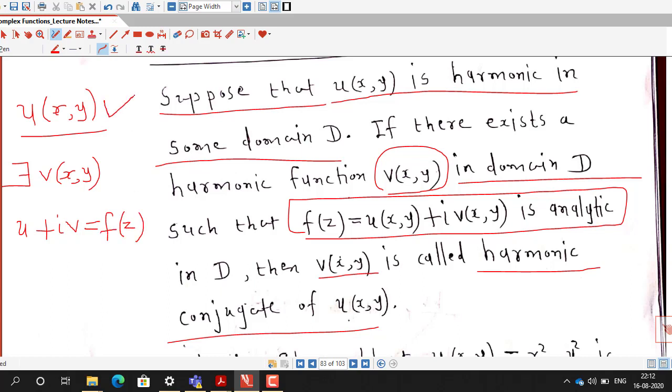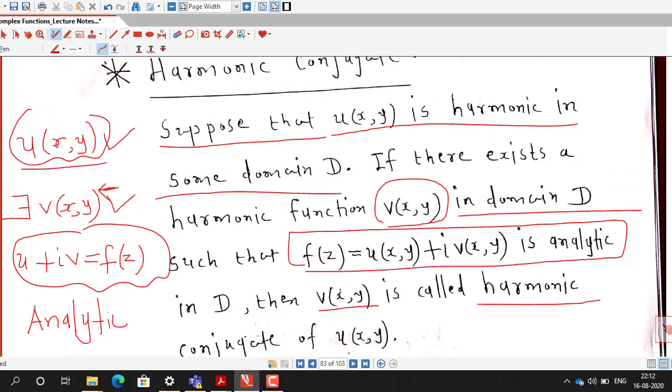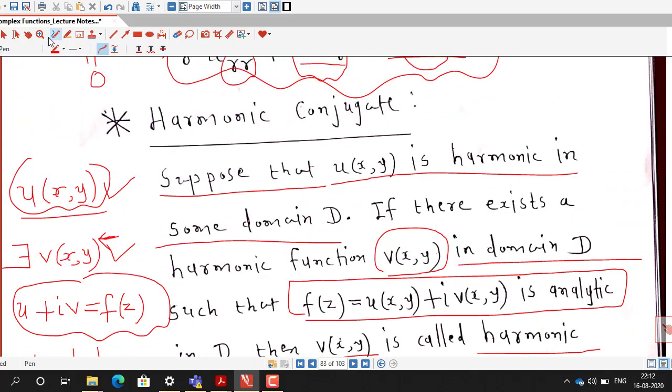Suppose u is a given harmonic function in a domain D. If there exists another harmonic function v in the same domain such that u plus iv is analytic in the domain D, then this function v is called the harmonic conjugate of the given function u.